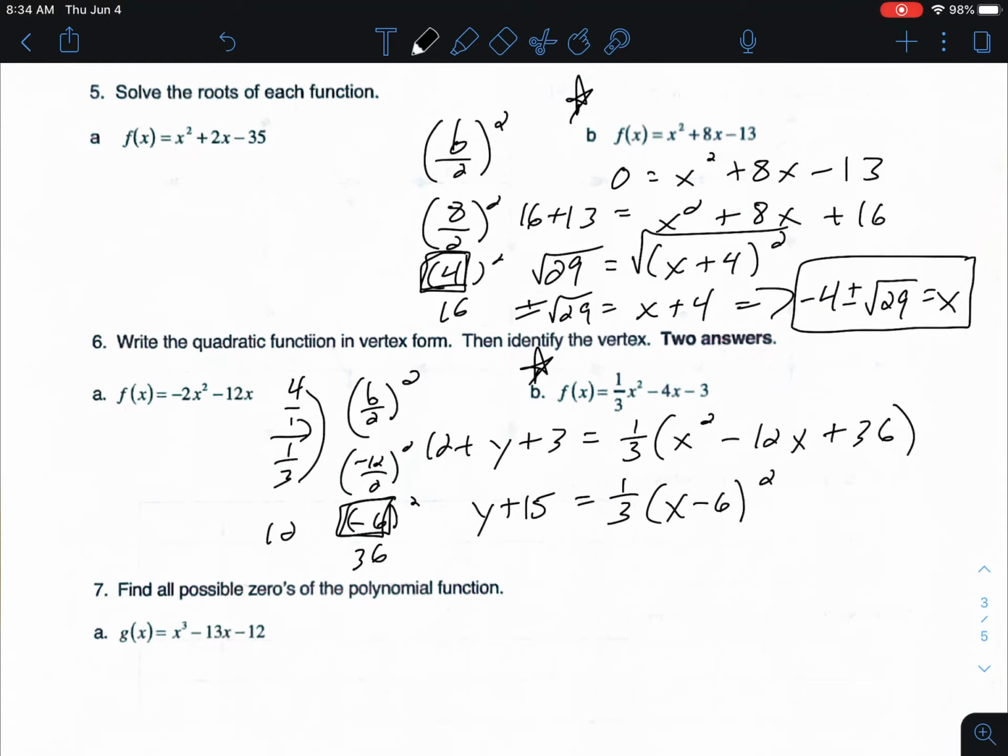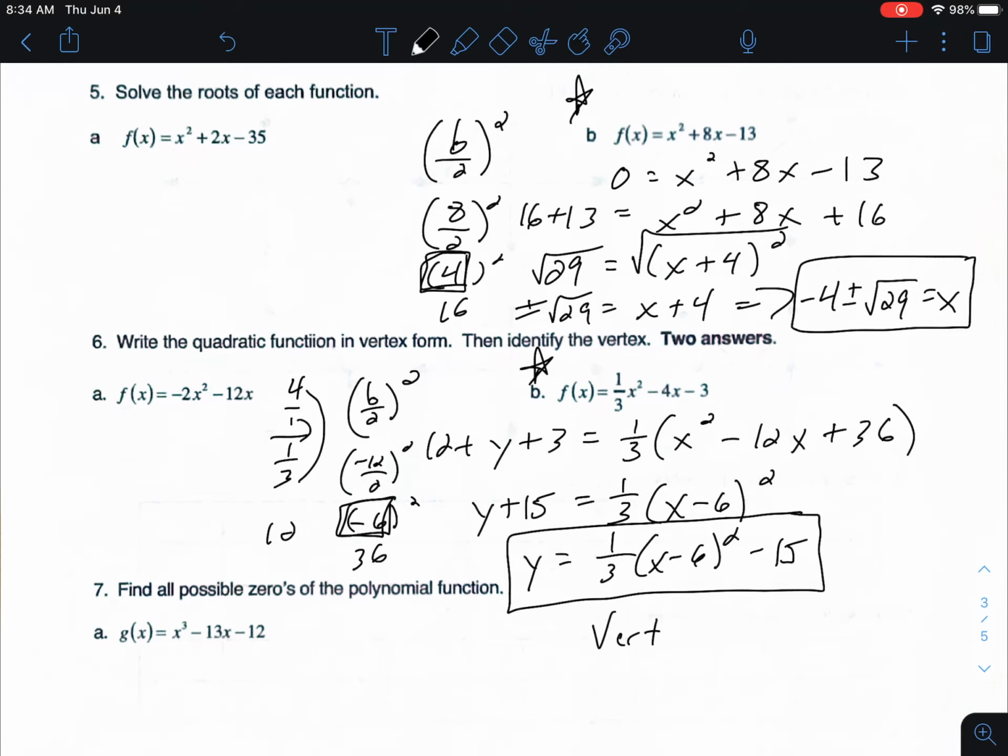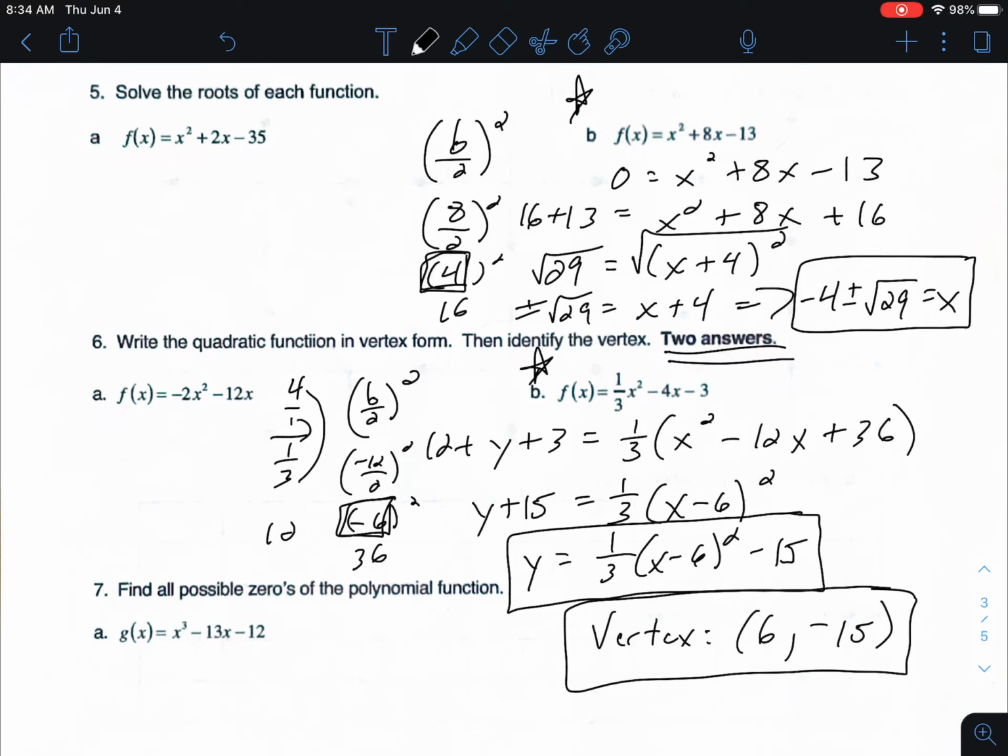No need to take the square root on either side here. You're just going to subtract 15. And there is your vertex form. That gives you a vertex at positive 6, negative 15. And there's your two answers that they're talking about right there.